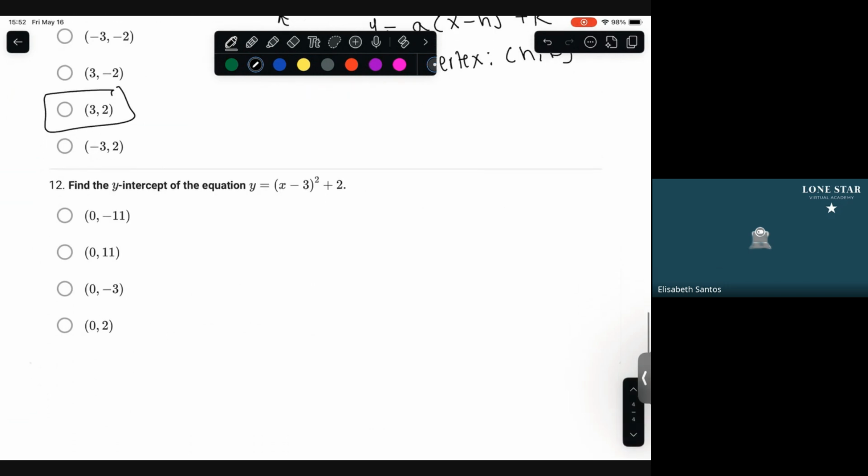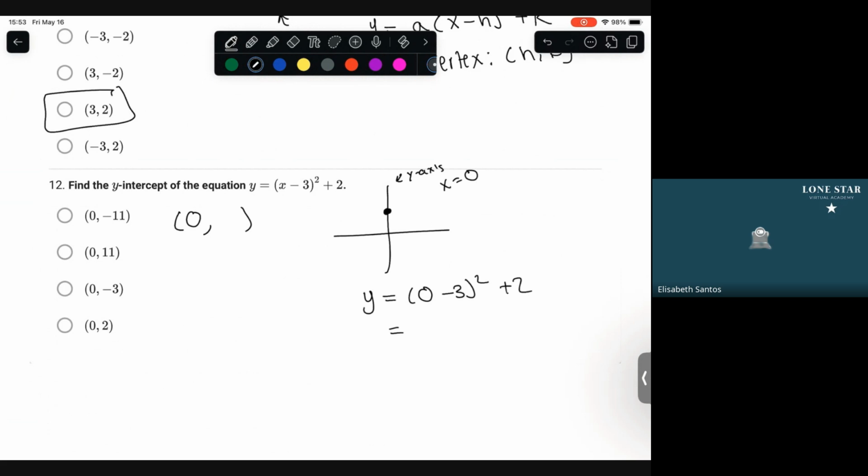And then last one, number 12, find the y-intercept of the equation y equals x minus 3 squared plus 2. Well, where are y-intercepts located? They're located on the y-axis, right? Where x equals what value? 0. And so we know our point is going to have 0 for x. And so to find the y, just plug in 0. So that's negative 3 squared plus 2, which is 9 plus 2, which is 11. So it would be 0, 11.